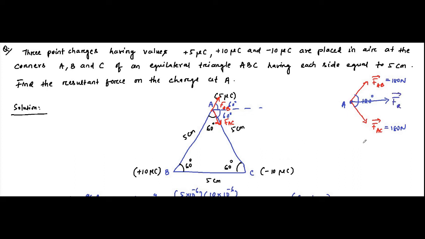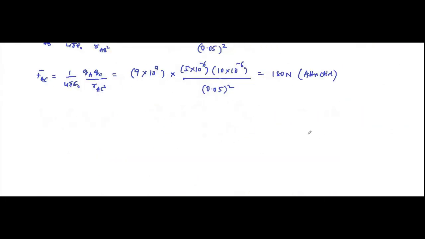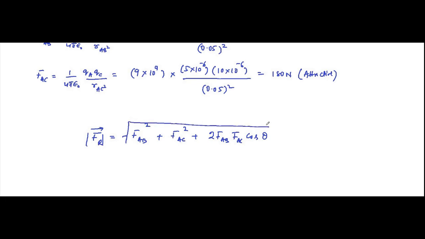So the net force acting on this charge A is the resultant of these two forces, FAB and FAC. So FR vector is equal to, this is the magnitude, FAB square plus FAC square plus 2 FAB FAC cos theta. Here theta is 120 degree.